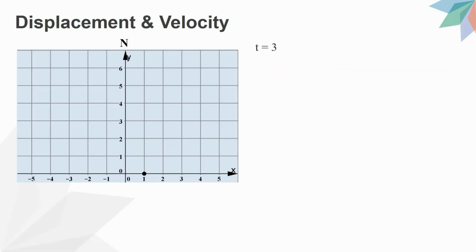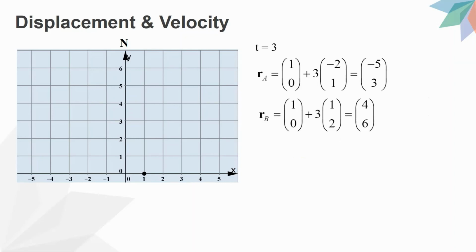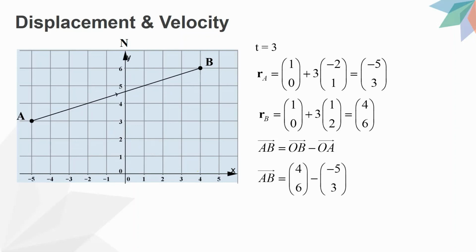So let's substitute t equals 3 into the formula to find the position vectors of A and B. We get A is at 5, negative 5, 3, and B is at 4, 6, and we want to find the vector AB. Actually, we do not need to use a graph to solve this. It's just for you to be able to see the movement more clearly. Using a simple formula, AB is OB minus OA, and we substitute into the formula, simplify it, and find the vector AB, which is 9i plus 3j.